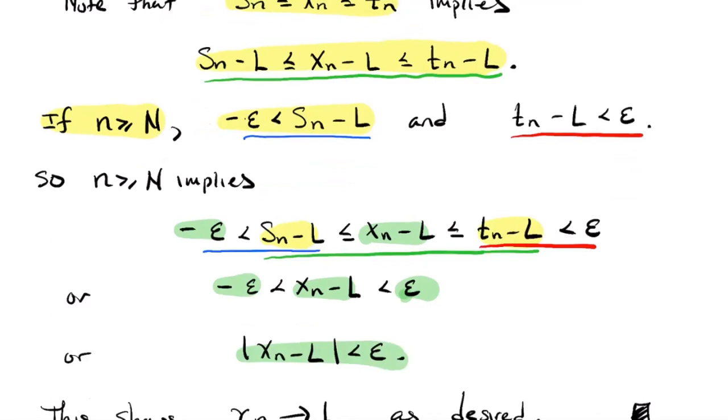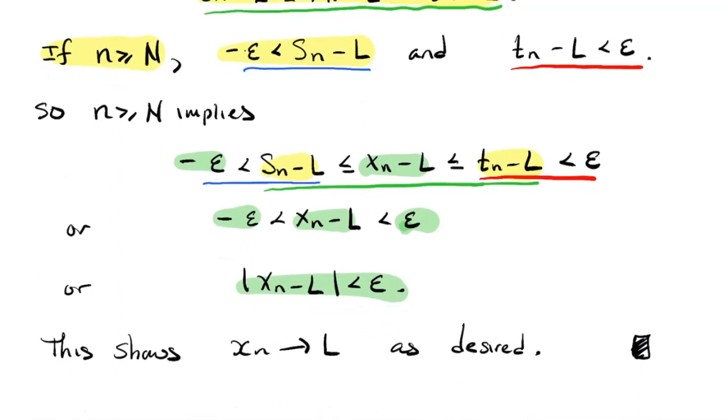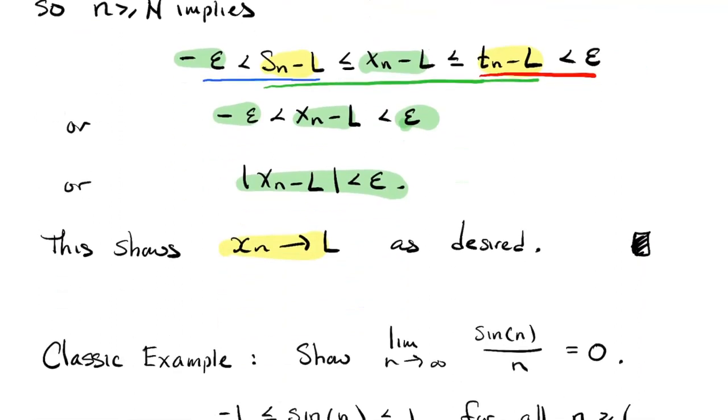So what have we done at the end of the day? Given an epsilon, we found some capital N such that when our index exceeds it, |Xn - L| is less than epsilon. Well, that precisely implies that Xn converges to L. So we get both statements at once. Xn is a convergent sequence and it has the same limit that S and T do. Nice. So there's our squeeze theorem.